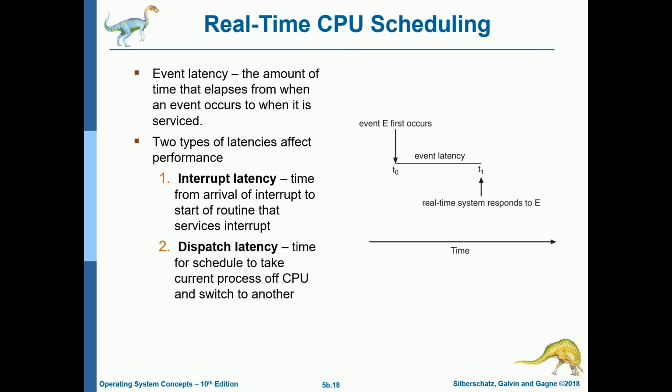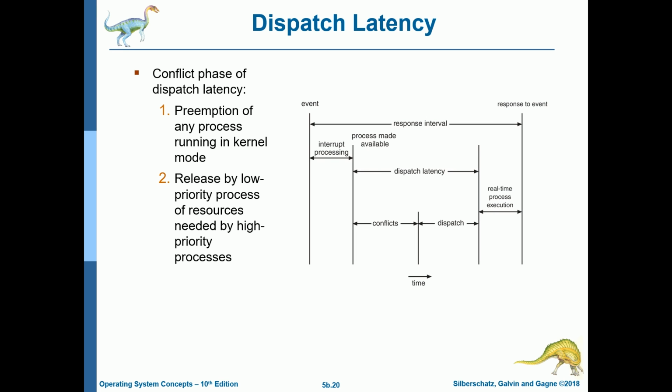The amount of time required for scheduling a dispatcher to stop one process and start another one is called dispatch latency. Providing real-time tasks with immediate access to the CPU mandates that real-time operating systems minimize this latency as well. The most effective technique for keeping dispatch latency low is to provide preemptive kernels. This diagram demonstrates dispatch latency.